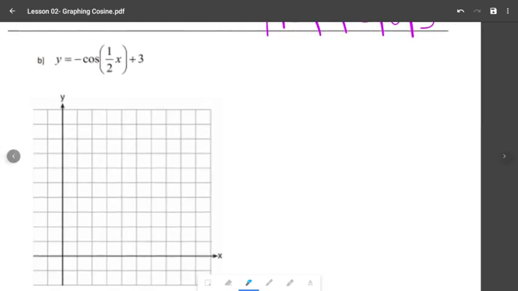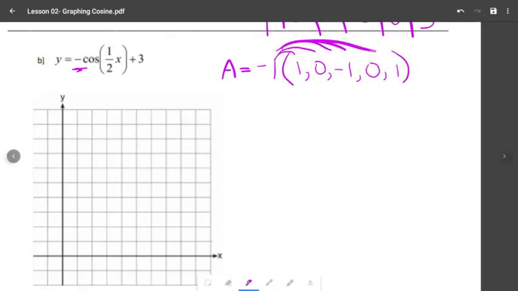B, we're going to do the same thing, following my steps of f pi. A, in this case, is negative 1. And again, we're going to multiply our critical points: 1, 0, negative 1, 0, 1. Each one is getting multiplied by negative 1.